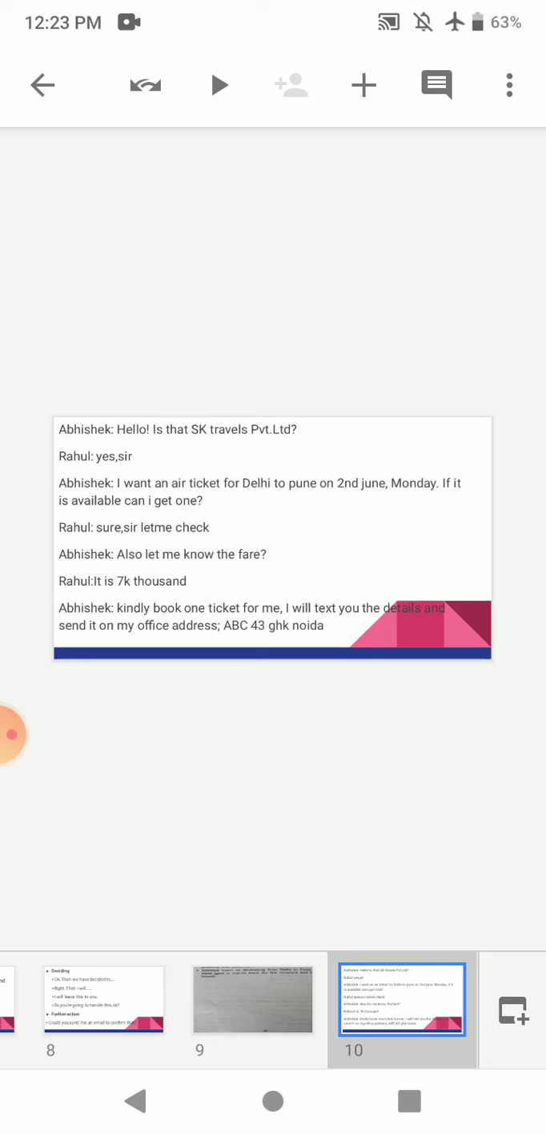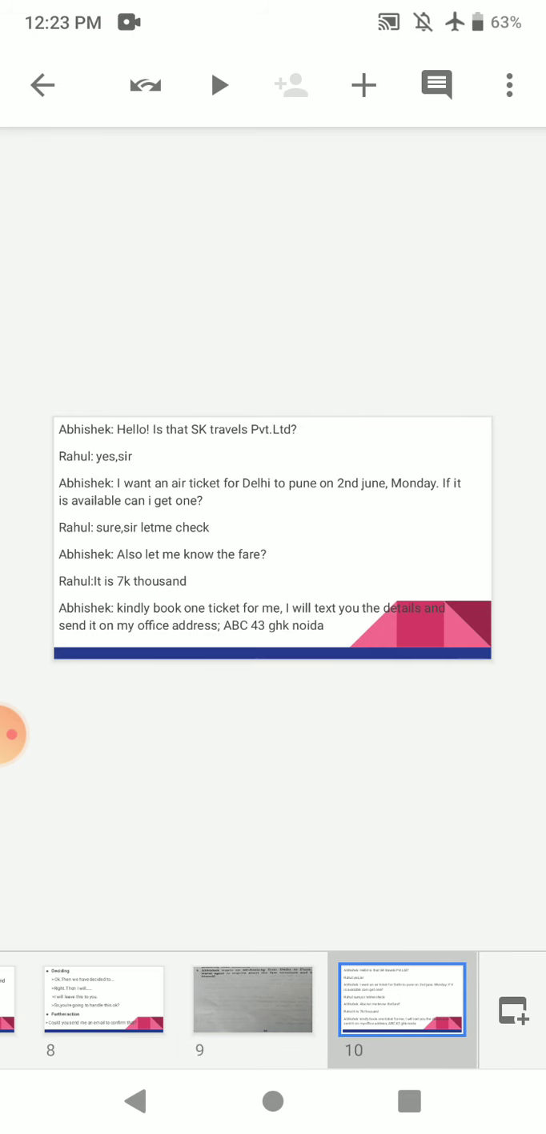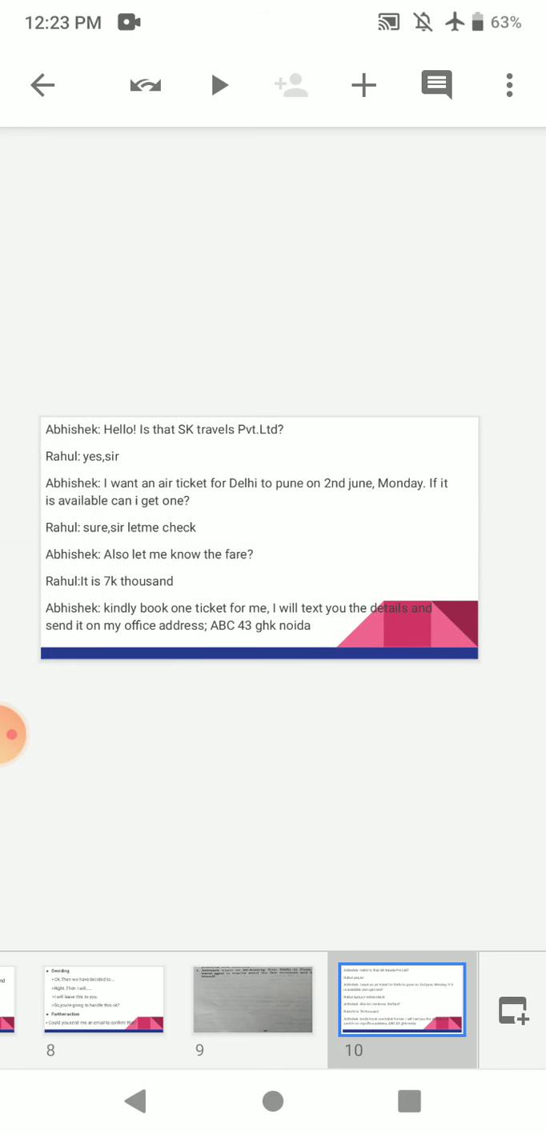And then Rahul says, sure, sir, let me check. Abhishek then says, also let me know the fare, because in your question it is asked to inquire about the fare. So you will mention this also. Also let me know the fare. Rahul says, it is 7,000. Abhishek then replies, kindly book one ticket for me. I will text you the details and send it to my office address. And here he writes the office address.